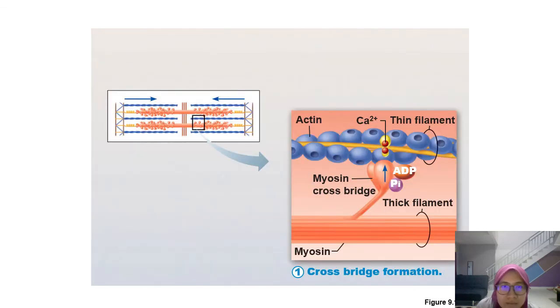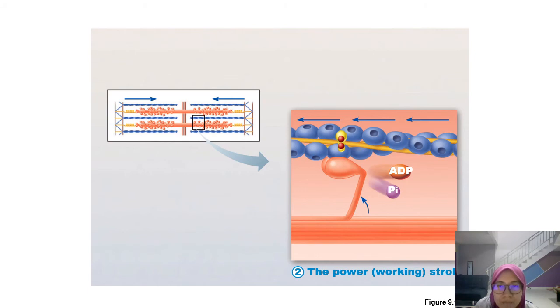Now the cross bridge formation. Each cross bridge will produce 1 mole of ATP. One power working stroke produces ATP. It moves. See, if the myosin is at the right side here, it will go towards the center here. If the myosin is at the left side here, it will also move towards the center. That's why our muscle becomes shortened.